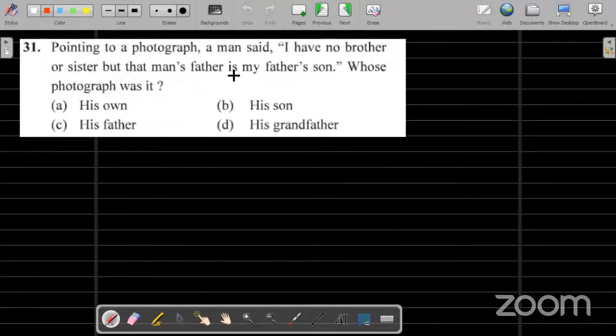Now, this is an interesting kind of question, and there's every chance that you may end up with the wrong answer. Pointing to a photograph, a man said, I have no brother or sister. That's a very important statement. But that man's father is my father's son. So the photograph is there. That man's father. This is that man's father, so he's a male member. That man's father is my father's son.